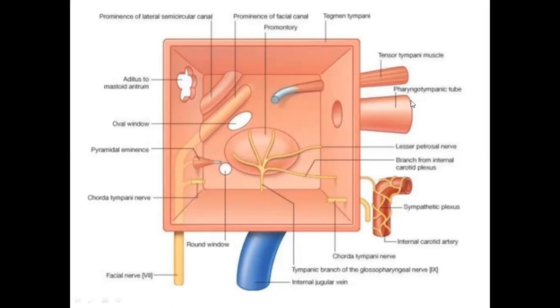The other canal, the big canal, is for the pharyngotympanic tube, which connects the middle ear cavity to the nasopharynx. And the posterior one third is bony, and the remaining two thirds is cartilaginous.